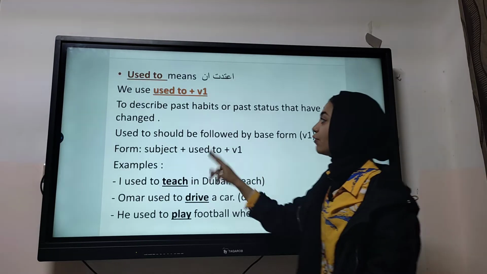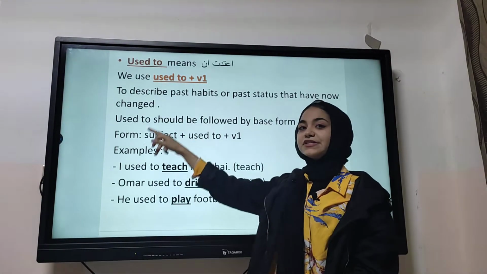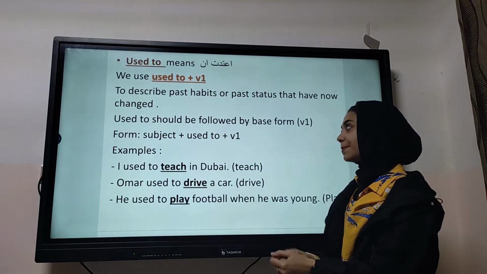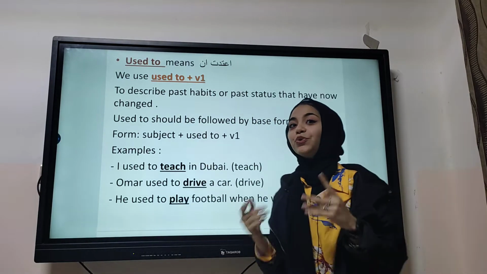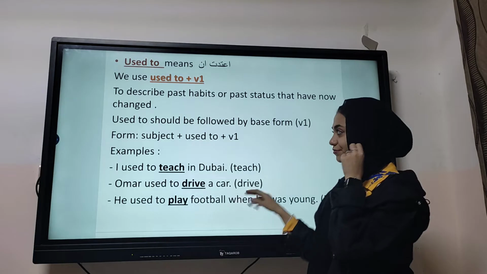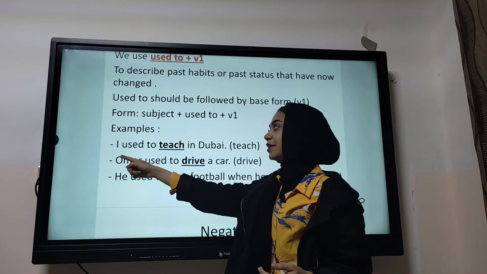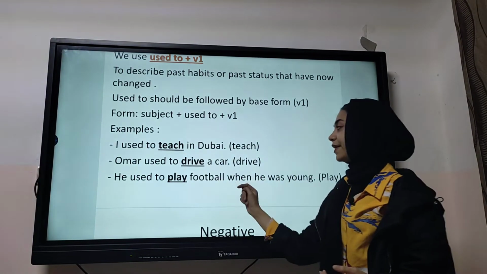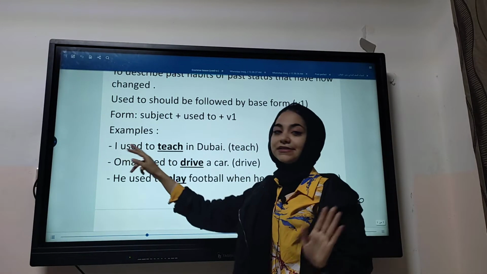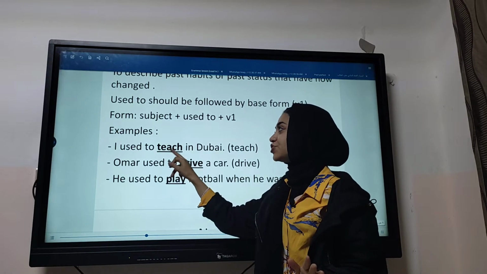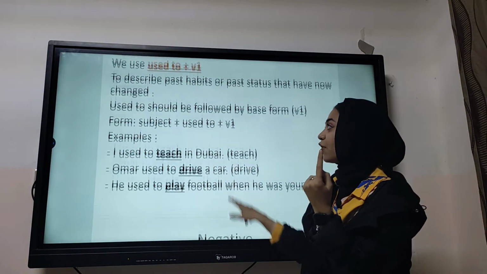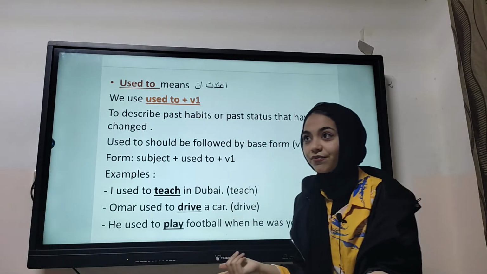Now, in the form of used to, at the beginning of the sentence, as you know guys, subject. After subject, what do we have? Used to. After used to, what do we have? Verb 1 or past form. For example, I used to teach in Dubai. So here we have teach between parentheses. I is a subject. Used to teach. So focus with me guys. Teach here is verb 1 because after used to, what do we have?